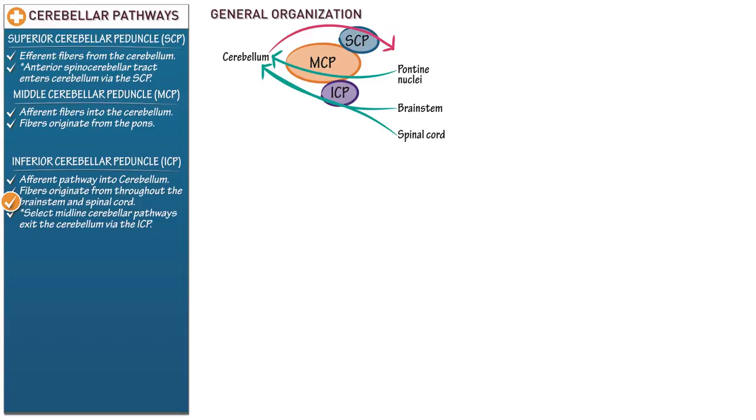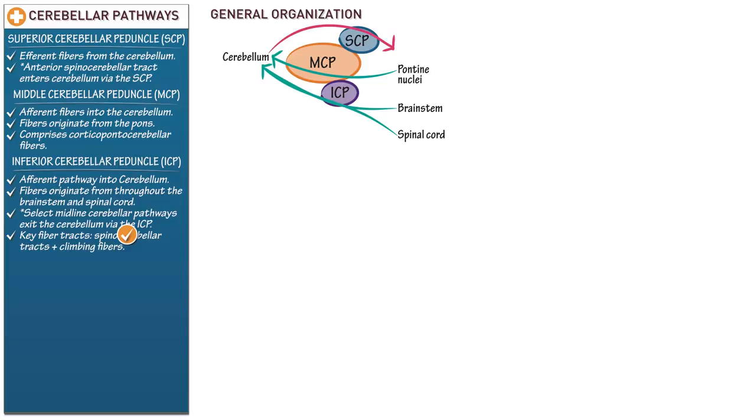Next, list a few key pathways that pass through the cerebellar peduncles. Indicate that the middle cerebellar peduncle comprises corticopontocerebellar fibers, which are critical for the modulation of movement. Key fiber tracts of the inferior cerebellar peduncle include the spinocerebellar tracts and the olivocerebellar fibers known as climbing fibers.